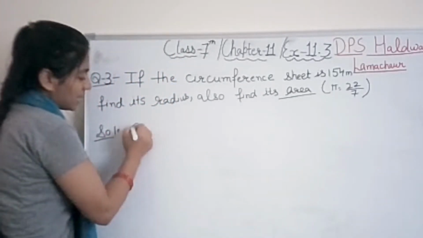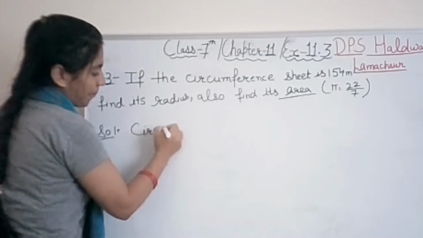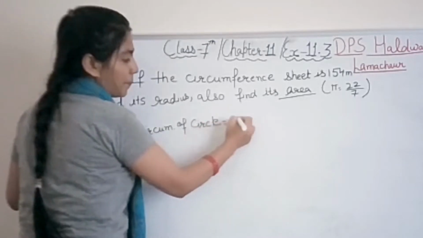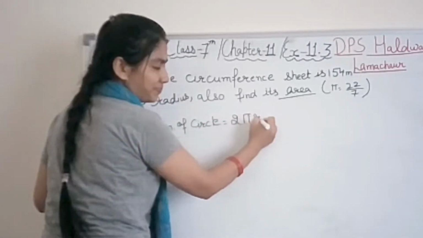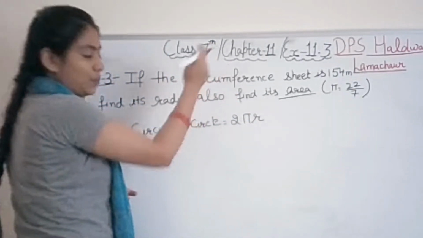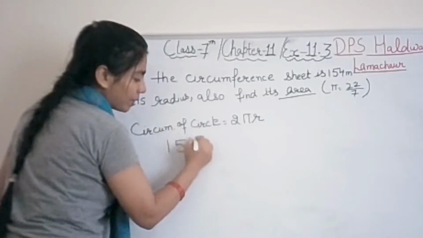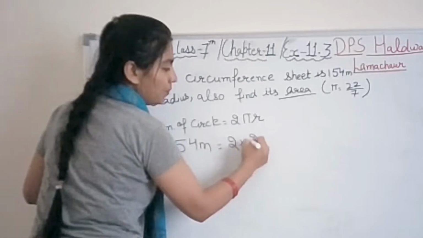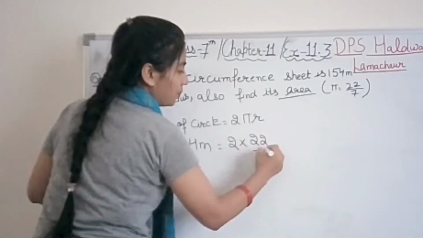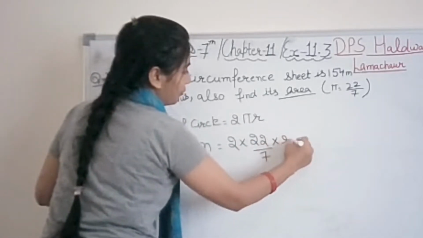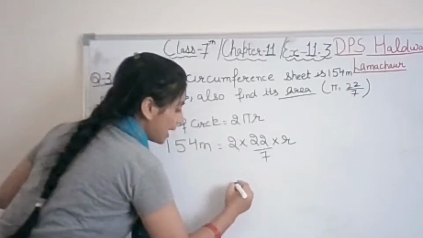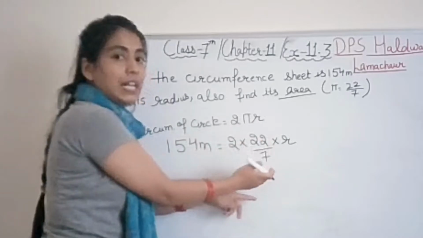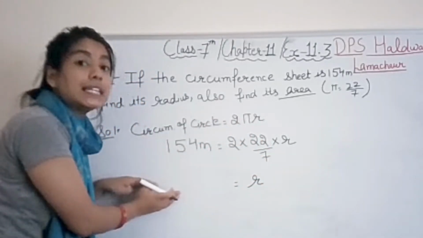As we know, circumference of circle is 2 pi r. We know, and circumference value is given to you, that is 154 meter, and pi value is given to you. You will use 22/7, and r we don't know. So as you know, the unknown value we need to find out. Rest terms will shift that side with changing sign.